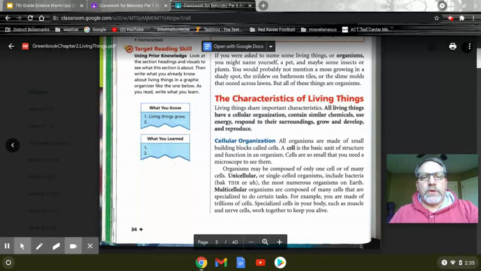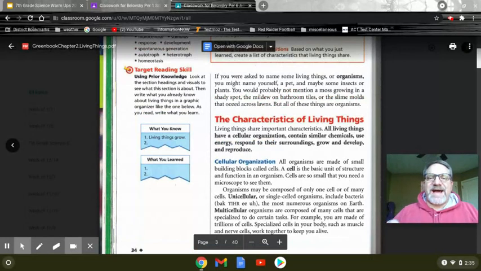If you will look right here, you will see that in this very first paragraph, it says, if you were to ask to name some living things or organisms, you might name yourself, a pet, and maybe some insects or plants. You'd probably not mention a moss growing in a shady spot, the mildew on bathroom tiles, or the slime molds that ooze across a lawn. But all these things are organisms. So organisms can be anything, including you, plants, fungus. All of those things are living things.